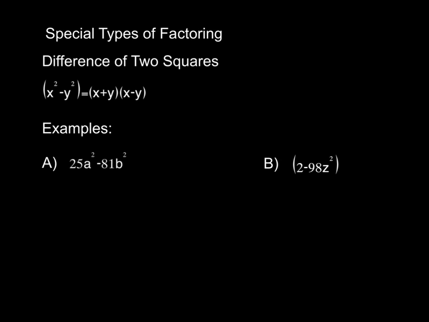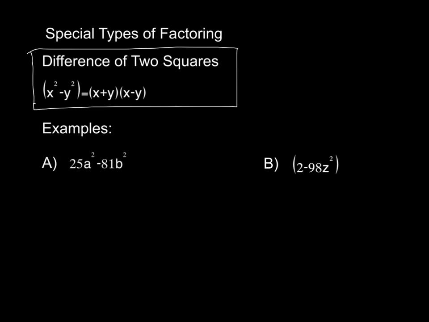This lesson is about special types of factoring. The first kind of factoring that we want to touch on is the difference of two squares. That means that we're going to have a difference, which means subtraction, of an expression that is squared minus another expression that is squared. And the formula for that is if you have x squared minus y squared, it's x plus y times x minus y. The best way to see this in action is to look at a few examples.